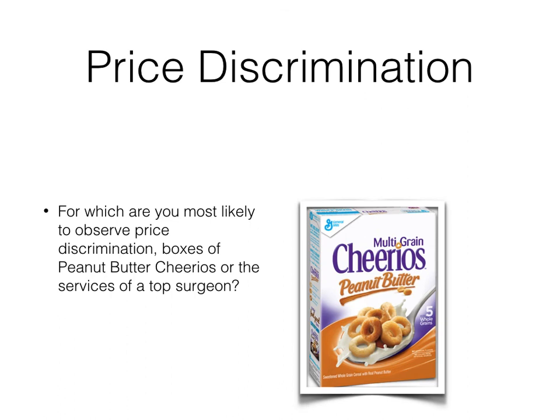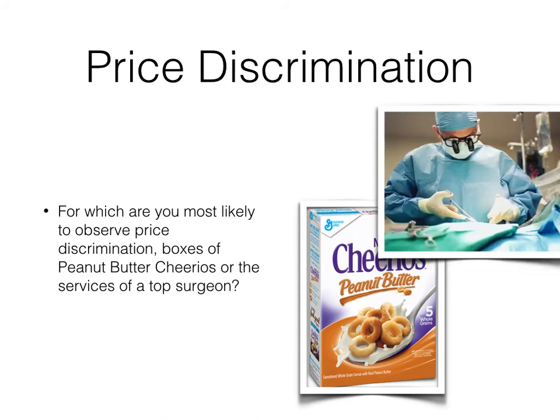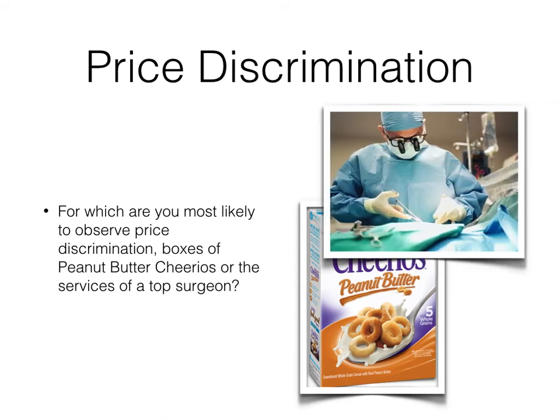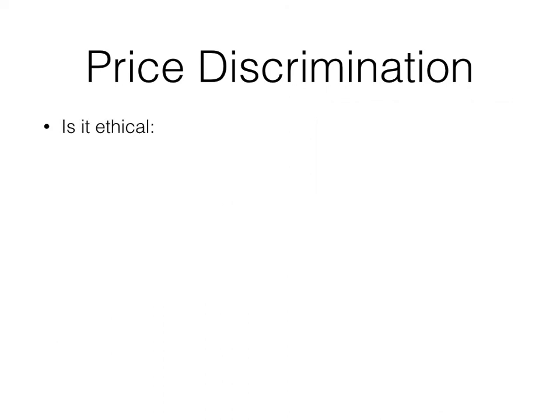So, one question: for which are you more likely to observe price discrimination? Boxes of peanut butter Cheerios or the services of a top surgeon? And so think about that for a second. Where are you going to see more price discrimination? And if you look at the outcome, peanut butter Cheerios are, first, it's a more competitive market. Second, you can easily arbitrage Cheerios. You can't easily arbitrage the services of a doctor.